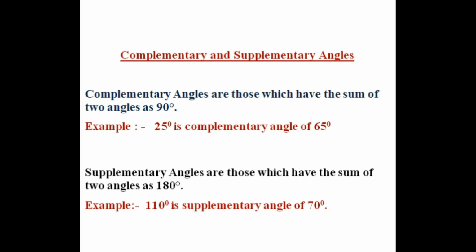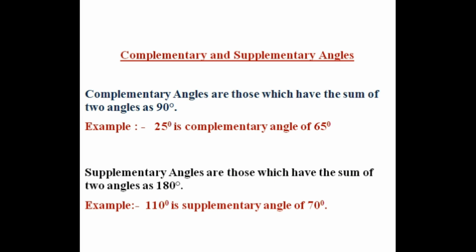Next we will see complementary and supplementary angles. What is complementary angles? If the sum of two angles is 90 degree, then the two angles are called complementary angles. You see the example, 25 degree is complementary angle of 65 degree. Both add, you are getting 90 or not?